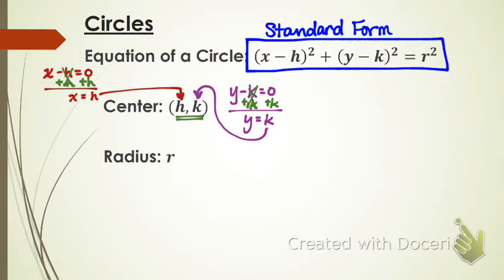So when we see h and k inside the equation, it's always going to have the opposite sign of where it's actually located on the graph. And then for the radius, in the equation we have r squared, so I would need to take the square root of that to find r. So far, so good?